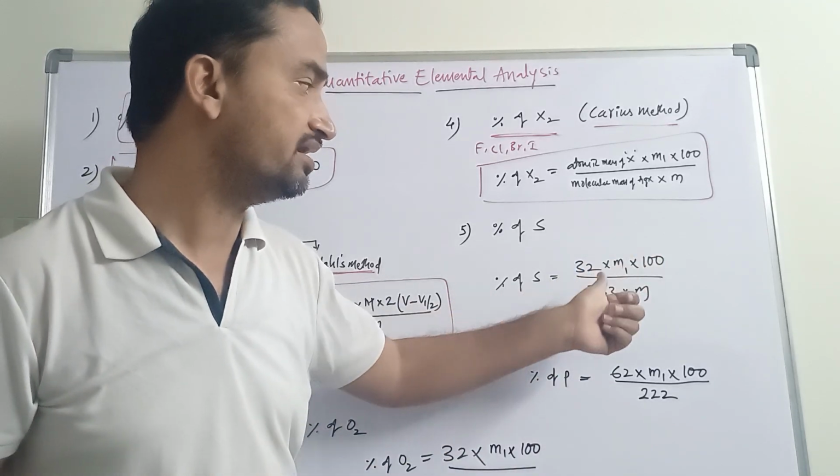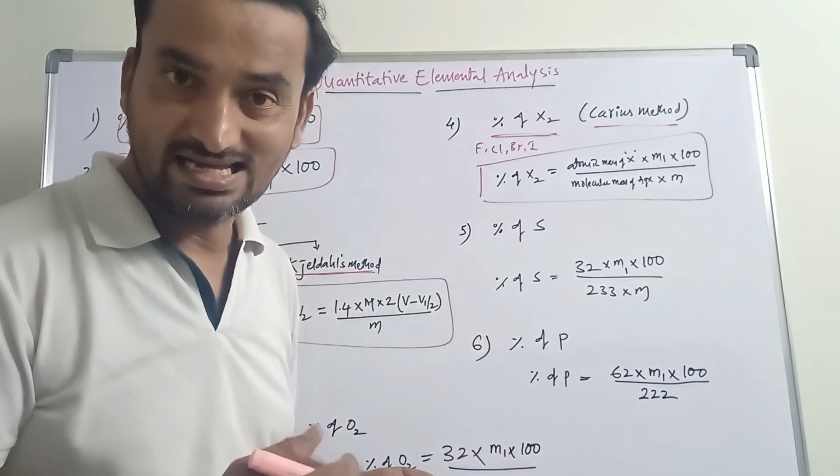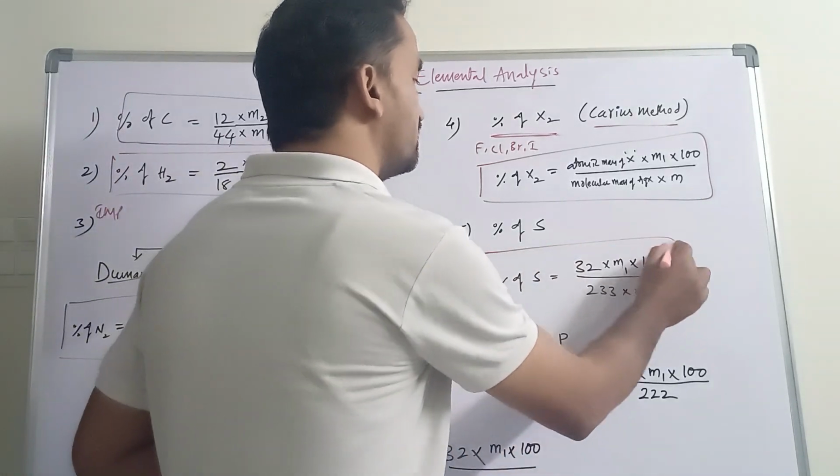So the formula is 32 into M1 into 100 divided by 233 into M. M is again nothing but the mass of the starting organic compound. So this formula is also very, very important.